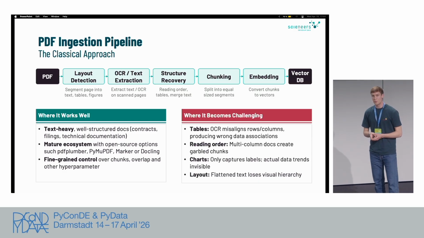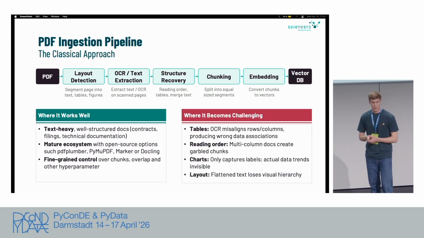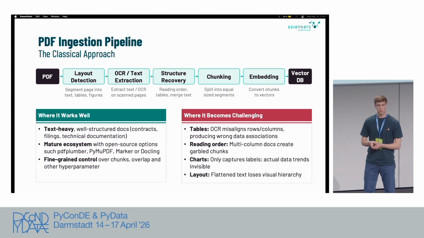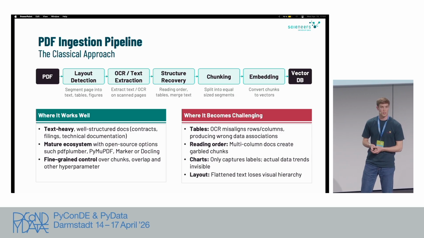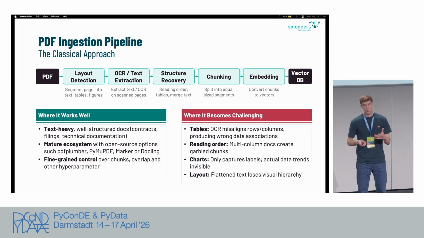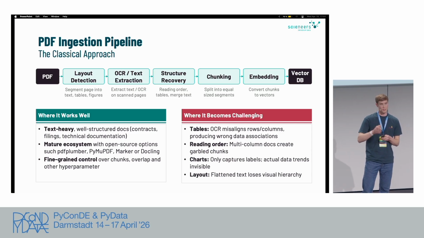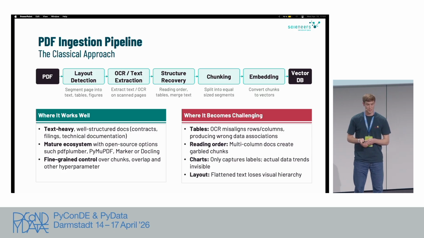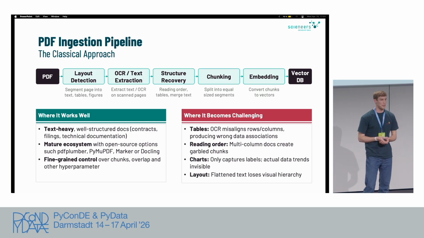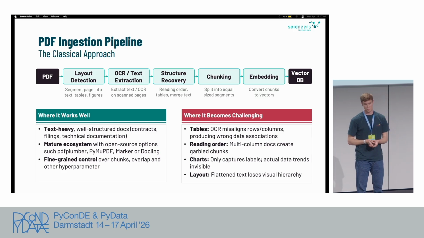However, it becomes more challenging if you think about tables, where an OCR solution might misalign rows or columns, as I already mentioned, which would produce wrong data assumptions. It also becomes more challenging if you want to reconstruct the reading order. For example, multi-column documents might create garbled chunks if the OCR solution misses that there are two columns and just reads from left to right, which we've seen in production quite many times, even with paid OCR solutions.